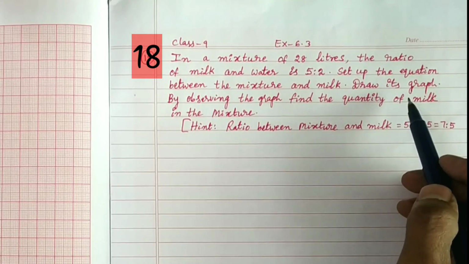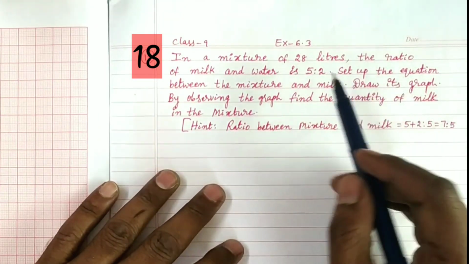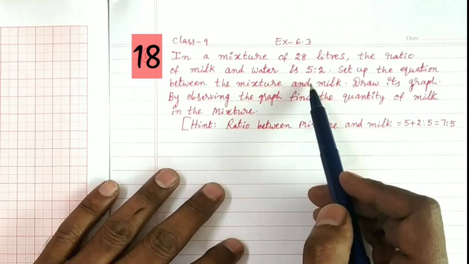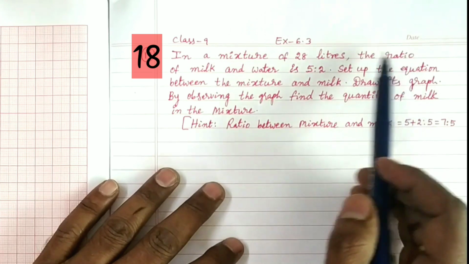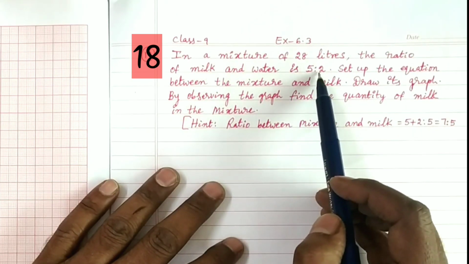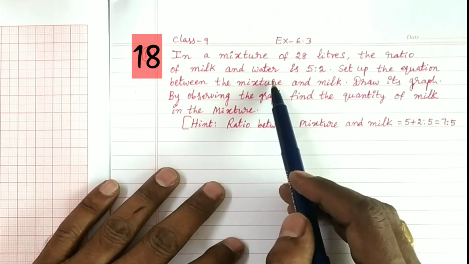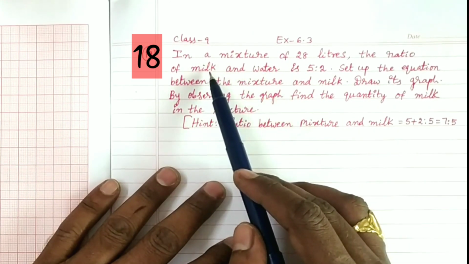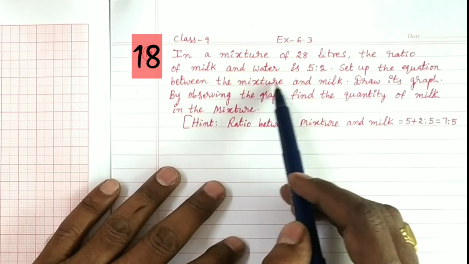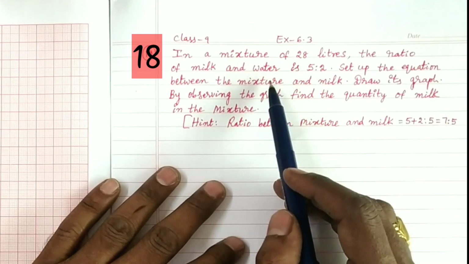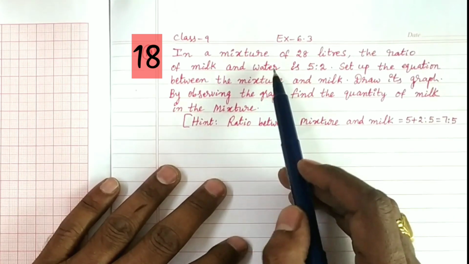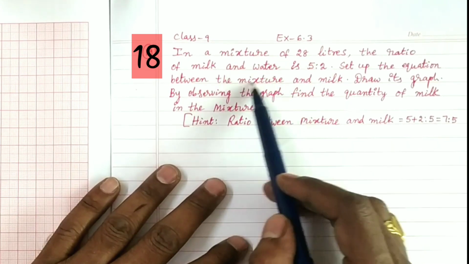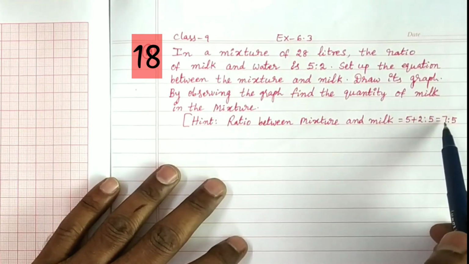So here we have to set up the equation between the mixture and milk only. The ratio of the milk and water is 5:2, but we have to find the ratio between the mixture and milk. Mixture means milk plus water. So the ratio of the mixture is, milk ratio is 5 and water ratio is 2. Mixture ratio will be 5 plus 2, that is equals to 7.